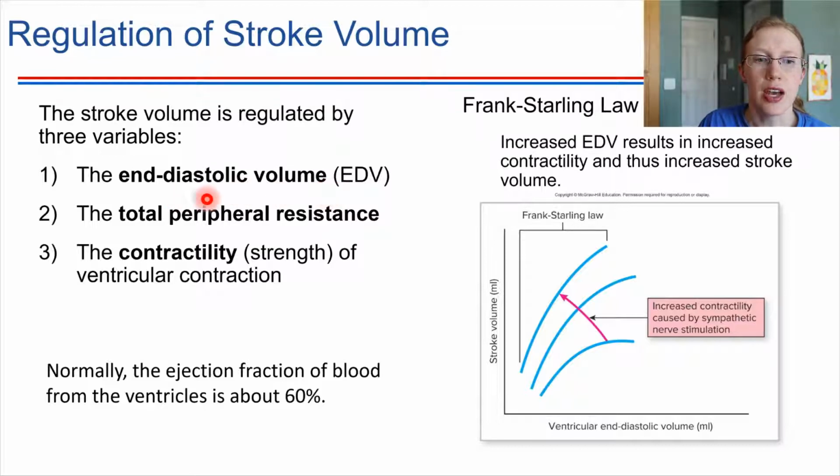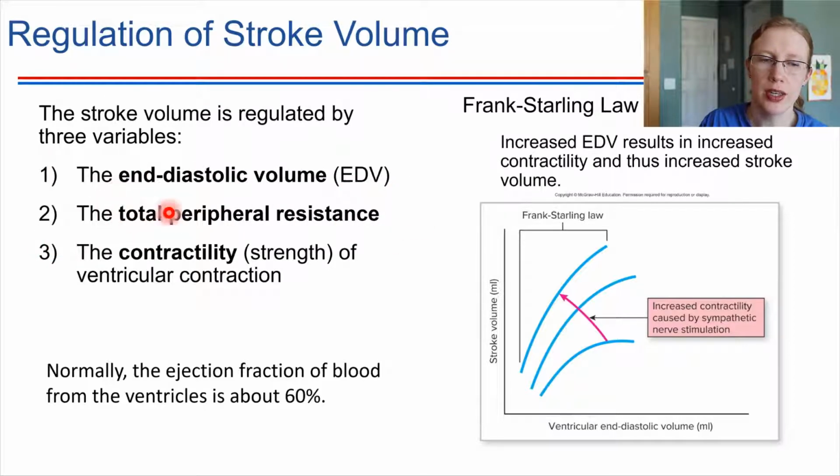So at the end of diastole, so at the end of the resting phase, what volume of blood is sitting there in the ventricle. Okay, the larger the volume of blood, the more strongly the heart will contract, and so that's going to increase the stroke volume. If there's not as much blood sitting in the ventricles, the stroke volume will be lower. It will decrease as a result. So that's one thing. Number two, the total peripheral resistance.